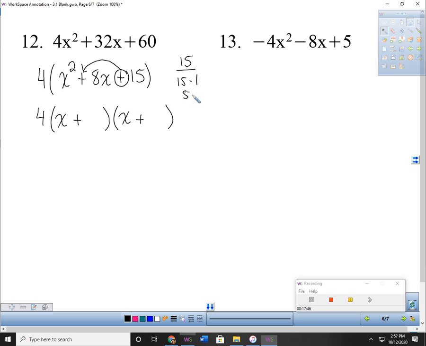In fact, I probably prefer you do that just so you don't forget, especially if you have a bigger number that has more than 2 sets, right? So those will add to make 8. And since these are both the same, it doesn't matter where I put the 5 and where I put the 3, but make sure you leave that 4 out front.